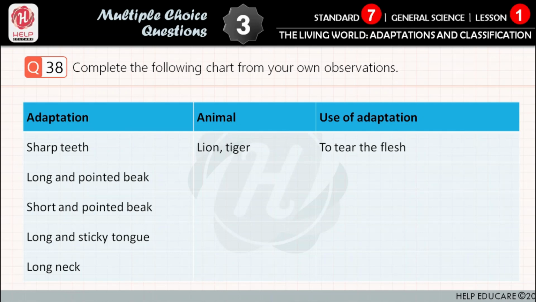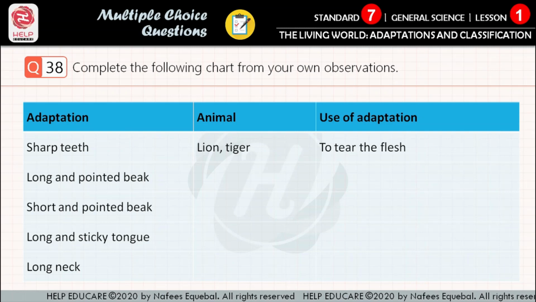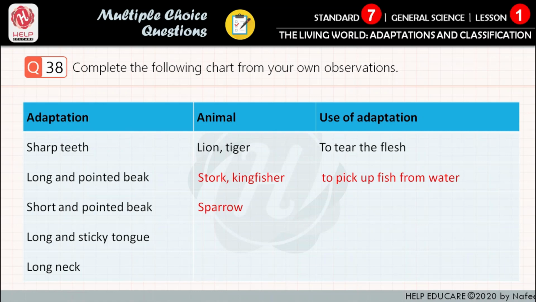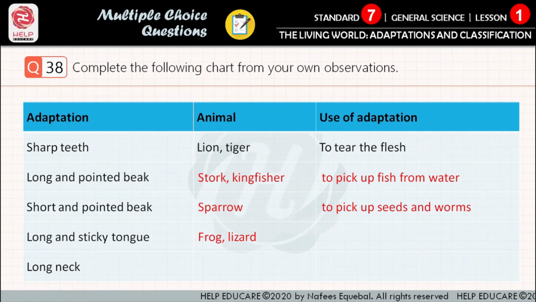Here, you have to give example of animals and use of adaptation. Such as lion and tiger have sharp teeth to tear the flesh. Now let's fill in the blanks with proper words. Stork and kingfisher have long and pointed beaks to pick up fish from water. Sparrow has short and pointed beak to pick up seeds and worms. Frog and lizard have long and sticky tongues, to catch insects. Giraffe has long neck, to reach leaves at height.